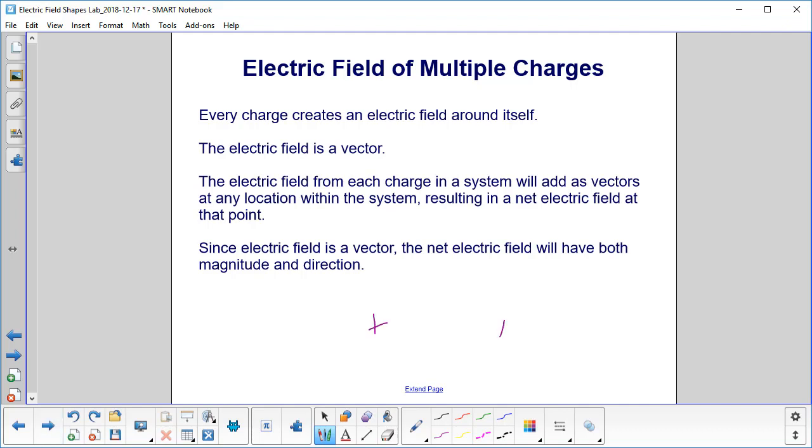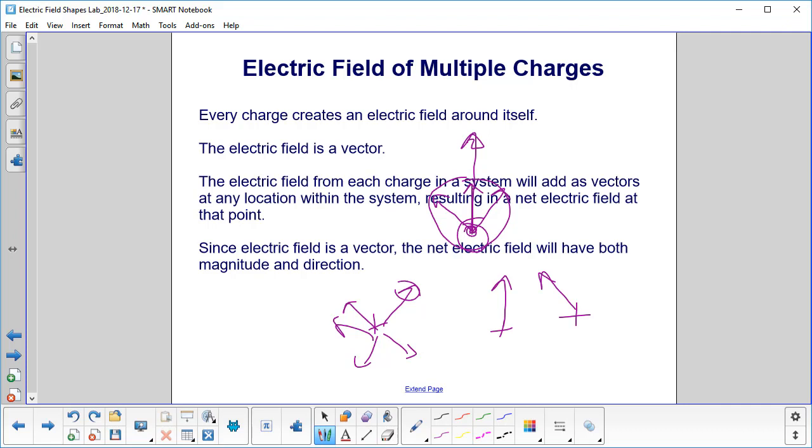So let's say we have a bunch of charges here, and they all have electric fields, obviously radiating out at all angles. But at this point here, for example, this one gives you an electric field there, this one an electric field there, this one like this, and you would add the three of them together as vectors, and we get a resultant vector something like that. Now that's terribly inaccurate, but I'm just trying to give you the idea that we take the vector at this point due to each field and add them.